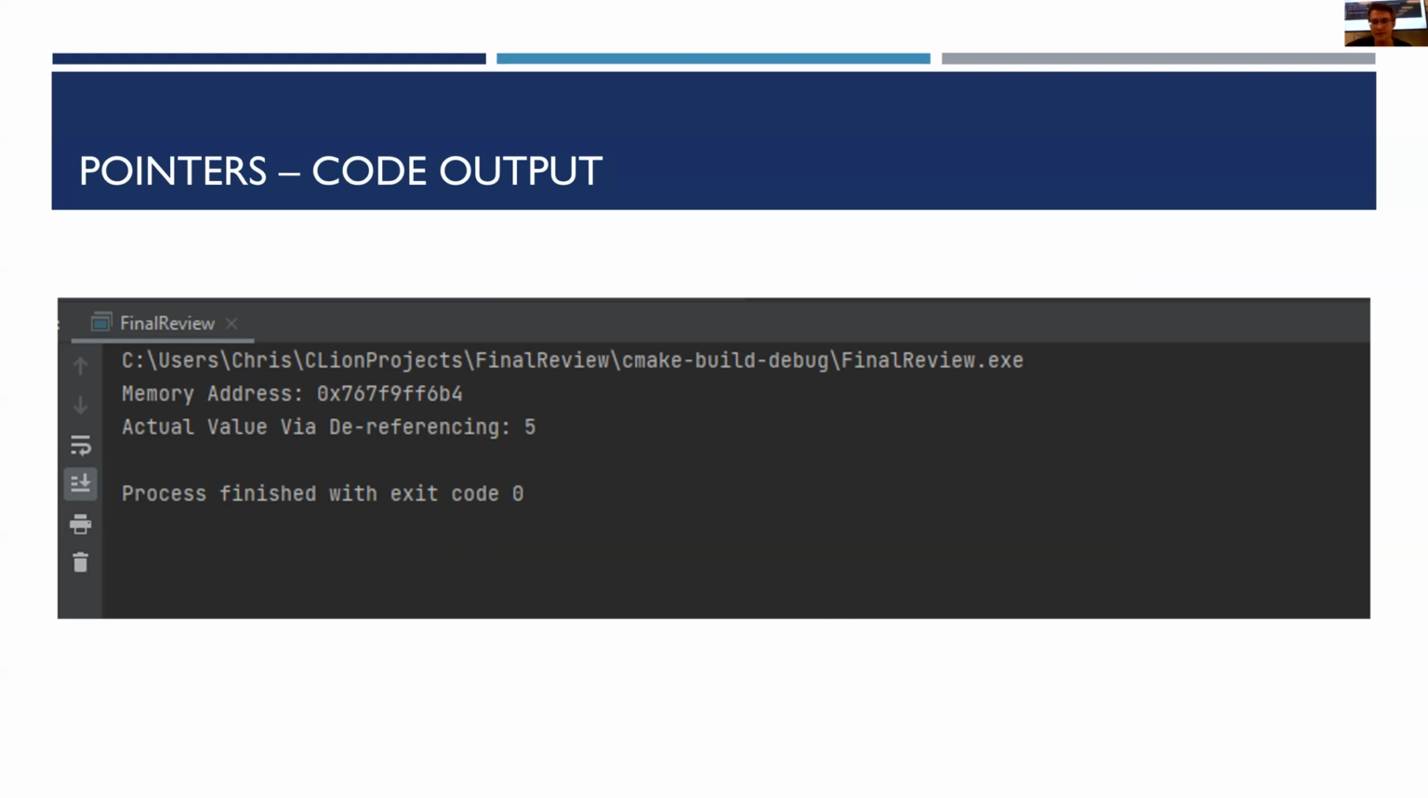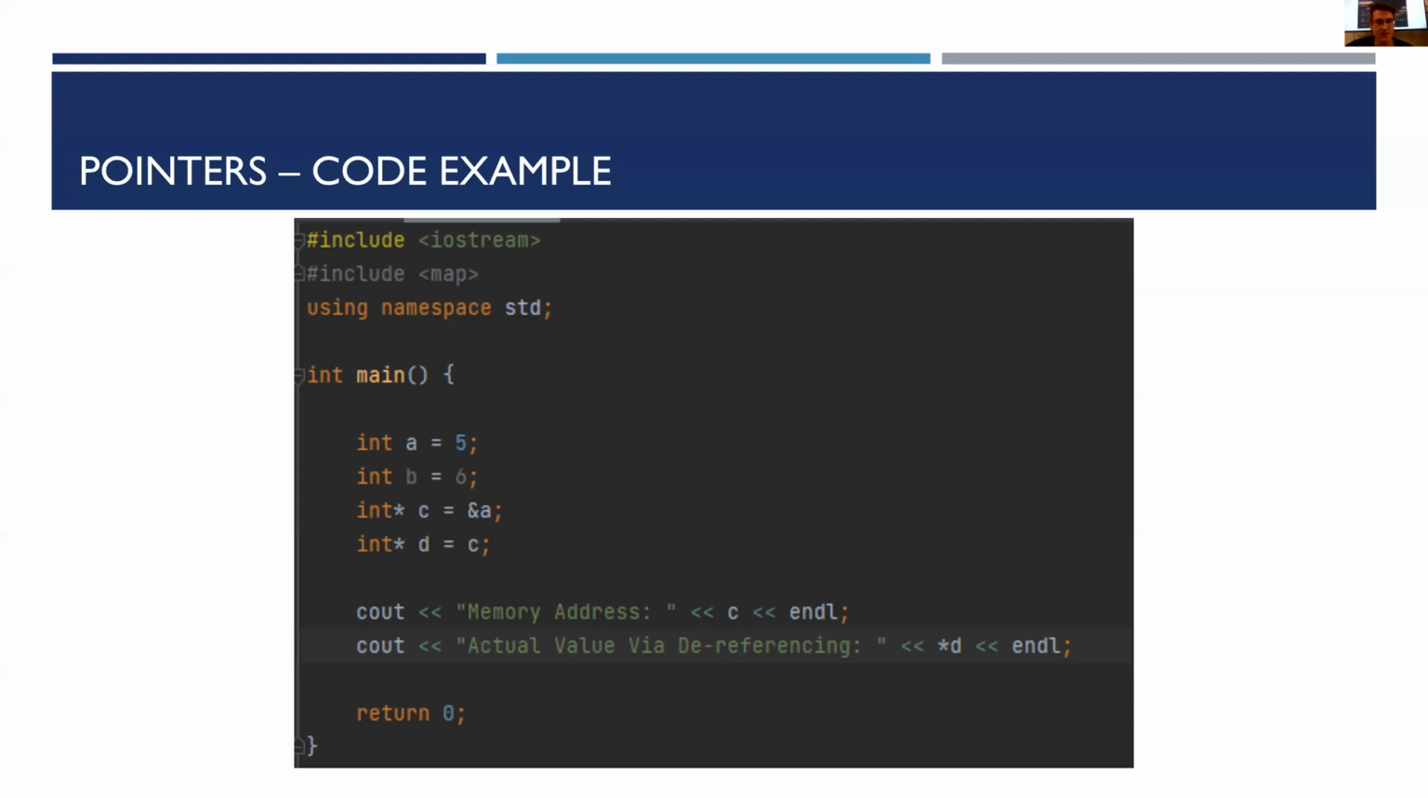And if you set C equals A, just A without the ampersand, that wouldn't work, because then you're setting C, which is a pointer, which needs to be a memory address, to just an int. So you're going to get an error, basically.